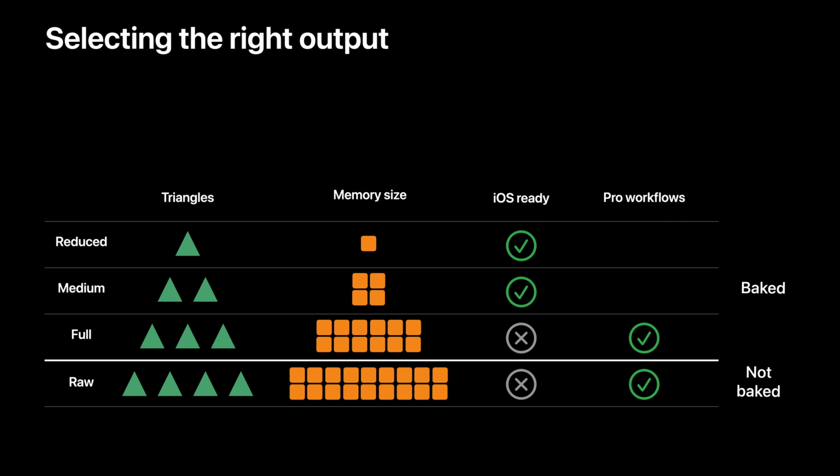The supported levels are shown along the left side. Reduced and medium are optimized for use in web-based and mobile experiences, such as viewing 3D content in AR Quick Look. They have fewer triangles and material channels and consequently consume less memory. The full and raw are intended for high-end interactive use, such as computer games or post-production workflows. They contain the highest geometric detail and give you the flexibility to choose between baked and unbaked materials.